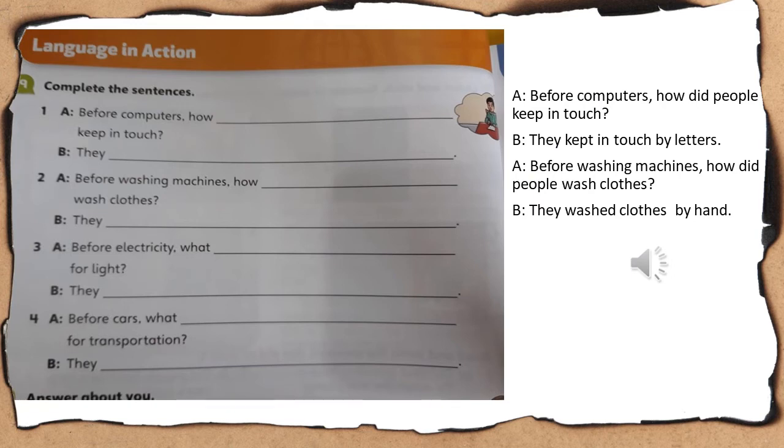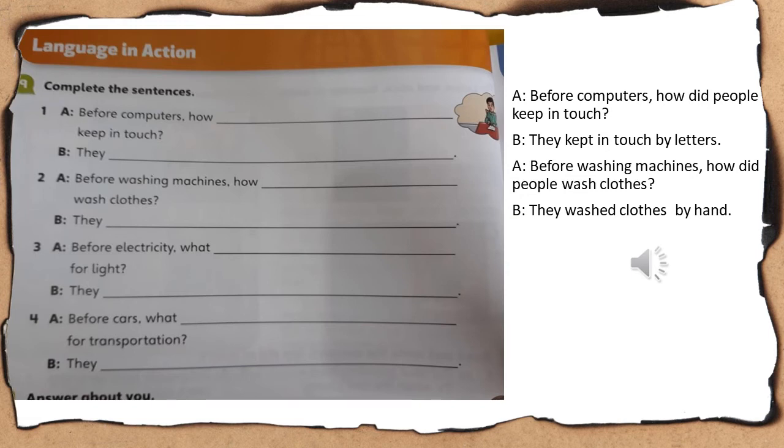Page 78, exercise 9. Complete the sentences. We have 4 sentences here, and it's necessary that you write the question and the answer. For example, number 1, we have the letter A and B. A. Before computers, how did people keep in touch? Letter B. They kept in touch by letters. Antes de las computadoras, ¿cómo las personas se mantenían en contacto? Ellos se mantenían en contacto por cartas.